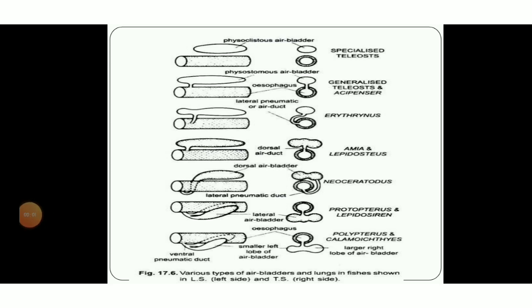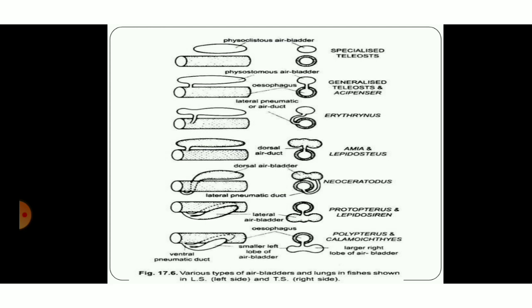These figures indicate various types of air bladder and lungs in fishes. Now we discuss Polypterus and Calamoichthys fish. In this type of fish, the air bladder occurs on the ventral side of the esophagus. The air bladder has two lobes, but the left lobe is smaller than the right lobe, meaning the right lobe is larger. These two lobes open into the esophagus by a ventral pneumatic duct on the ventral side.